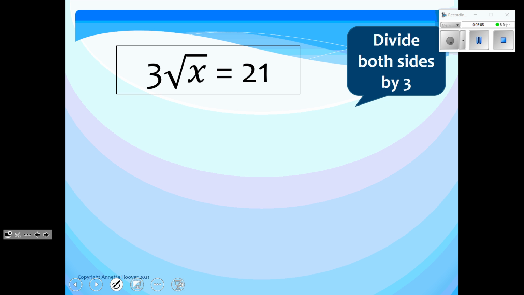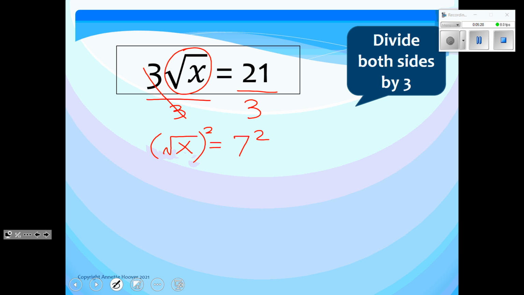Okay, now here we have the square root of x being multiplied times 3. Now again, we want to get this radical by itself before we do anything else. It is being multiplied by 3, so we're going to divide both sides by 3 first. That leaves us with the square root of x on the left side and 7 on the right side. Now if we square the square root, we square both sides, because what you do to one side of the equation, you must do to both sides. Then you find that x is equal to 49.